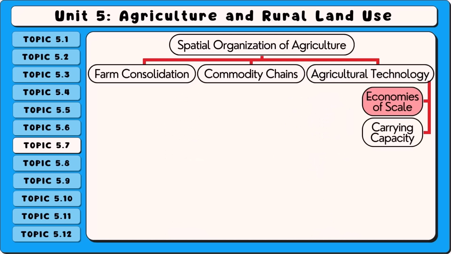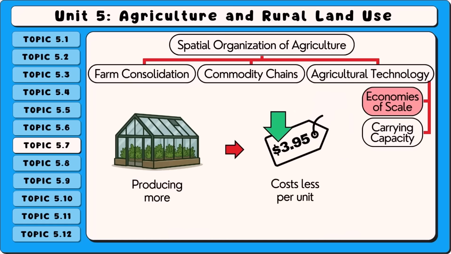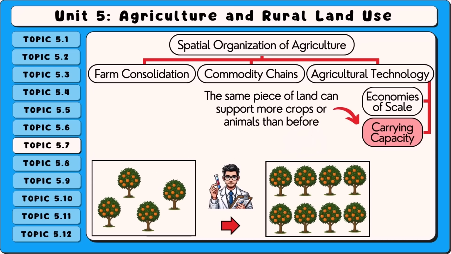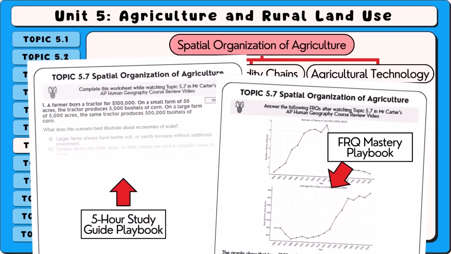This leads to economies of scale where producing more actually costs less per unit. It has also increased the carrying capacity of the land, meaning the same piece of land can support more crops or animals than before. These changes are driven by the need to boost food production, especially in a world with limited farmland. Okay, that's it for topic 5.7.